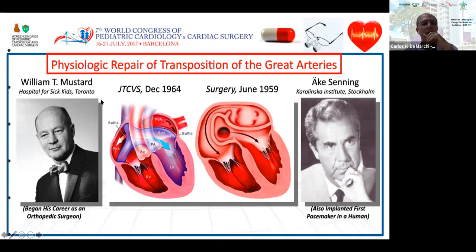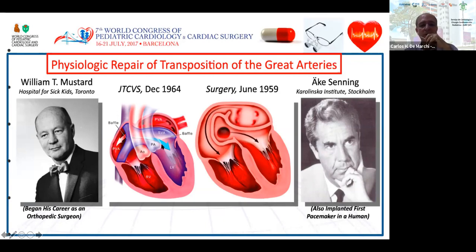In 64, Dr. William Mustard from Sick Kids, Toronto, Canada, and I didn't know this, he started like an orthopedic surgeon, created another technique to direct the systemic venous return to the left ventricle and the pulmonary artery, and the pulmonary venous return to the right ventricle and the aorta. Okay, this is a good surgery that keeps the baby alive for several years.